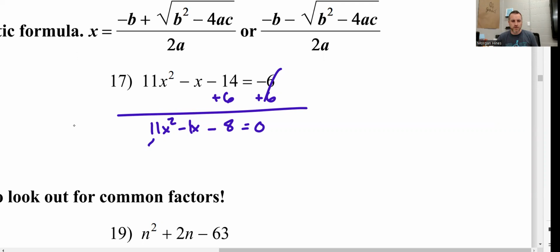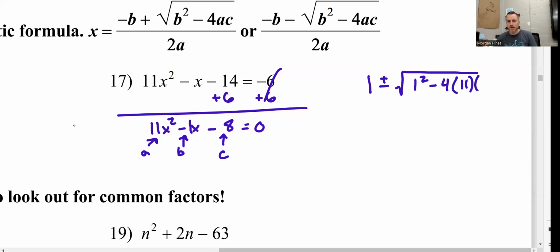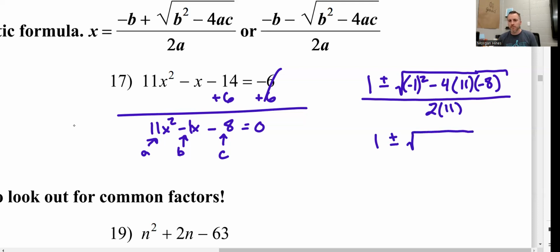Negative b. Well, first of all, we got to know 11 is a, b is -1, and c is -8. So -b, which is -(-1), is just 1, plus or minus the square root of (-1) squared. It's just going to be 1 minus 4 times a times c. You're right to say that I didn't put b as -1, just 1. But if you do -1 squared, it's the same as 1 squared. It's just 1. Over 2a, so 2 times 11.